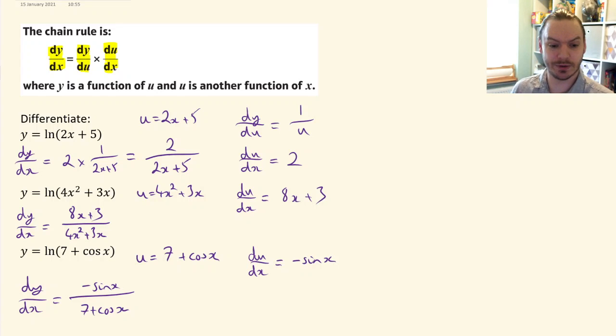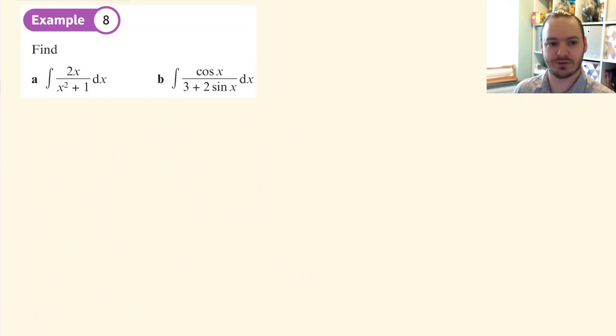So you can see there's a real clear pattern here. The natural log things end up as a fraction where the numerator is the derivative of the denominator. And hopefully we remember that from tackling this stuff earlier in the year when we did differentiation. But we can use that information to have a look at more complicated integration questions.